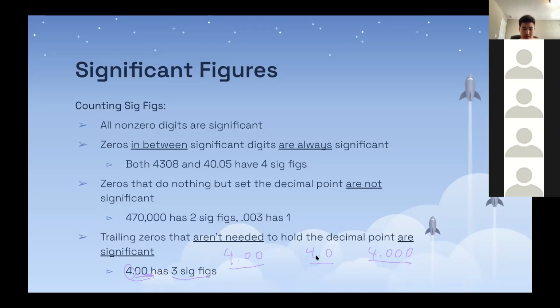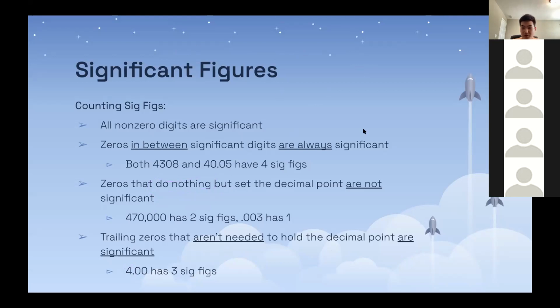And the reason that they don't do nothing, like in this case, is because these are the same number in magnitude, right? 4 is 4 is 4. Whereas up here, they were different by a factor of 10 each time. So I guess that's one way that you could think about it. So that's how you would count significant figures, right?